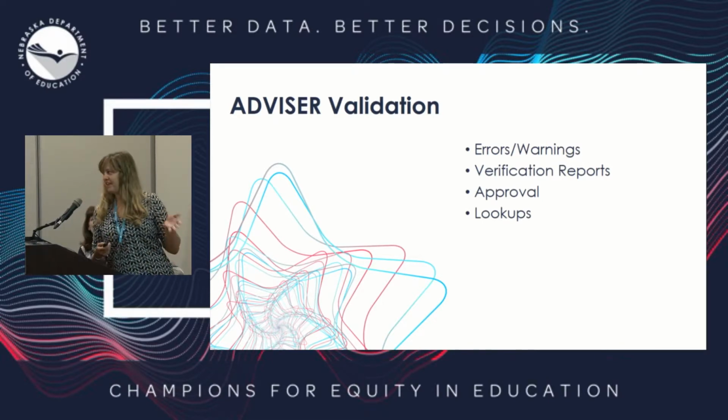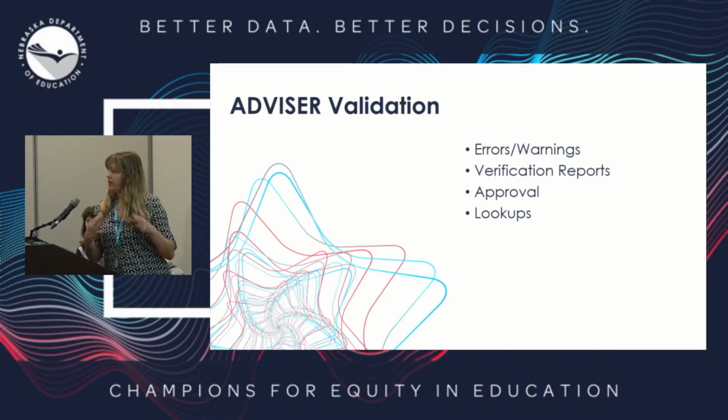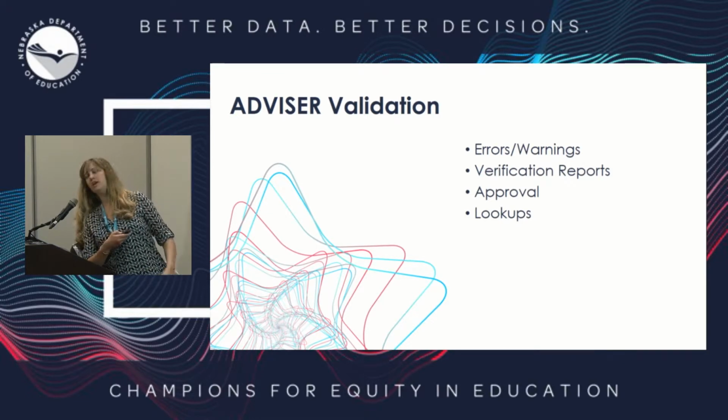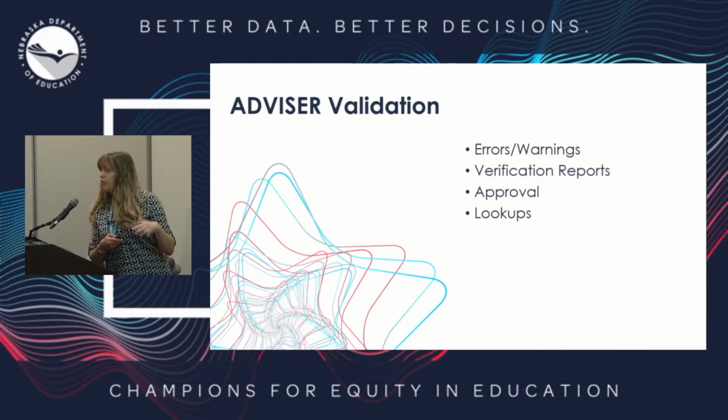Okay, so advisor validation. This is where you're going to go at the year end and what you're going to look at within that collection specifically. So we're going to talk about errors and warnings. We're going to look at some verification reports and look at the various categories there. We're going to talk about the approval process and then discuss the lookups feature. So just another helpful tool for you.